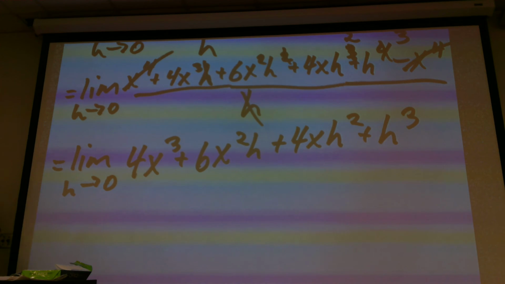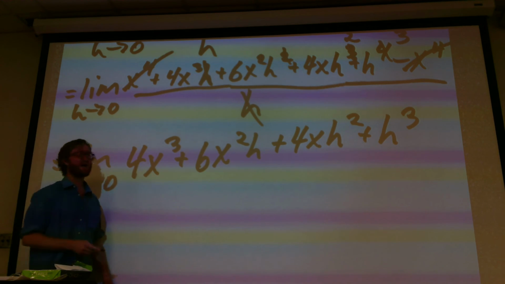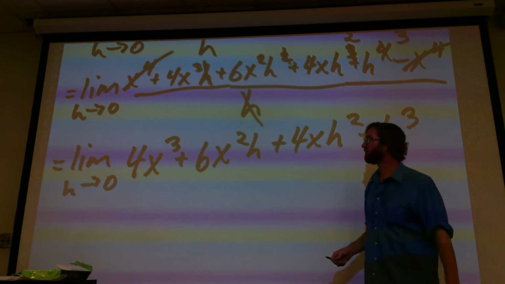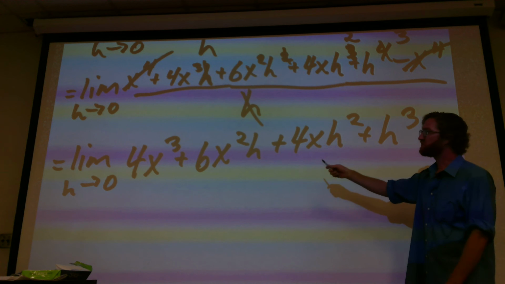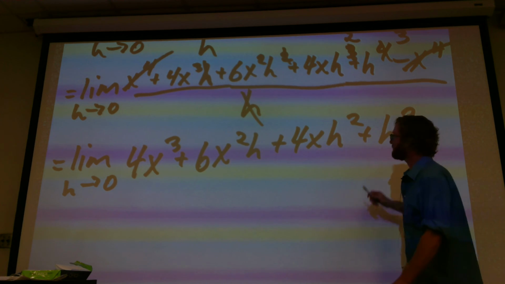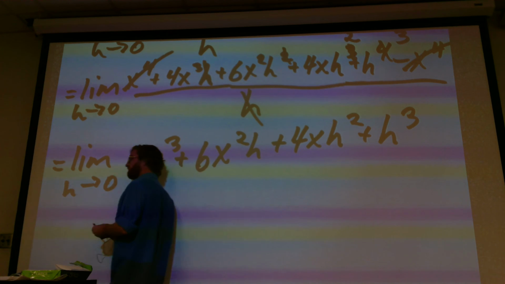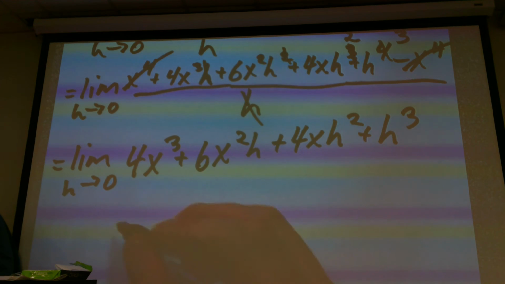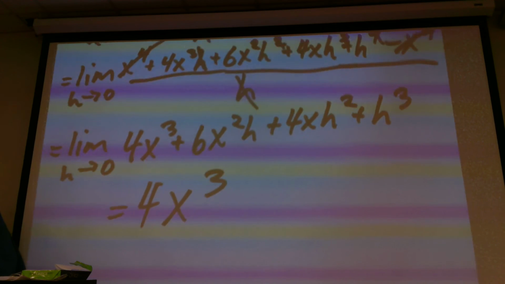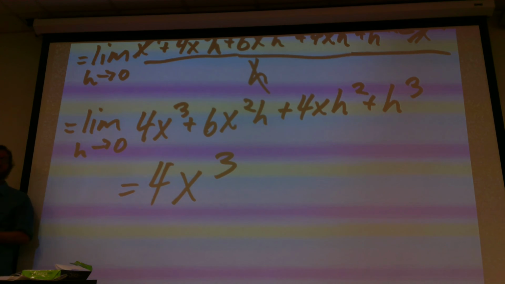Okay, now we've eliminated the h on the bottom, which is the entire goal of what we're attempting to do. Notice every single term has an h on it besides the first term. So if I plug 0 into this problem, that's going to become 0, that's going to become 0, that's going to become 0. And so that will equal 4x cubed. And it doesn't matter what the power is.